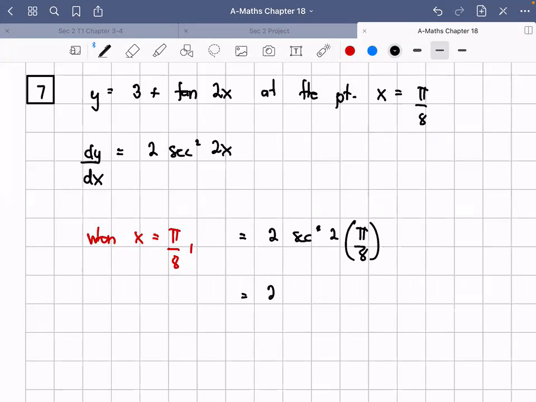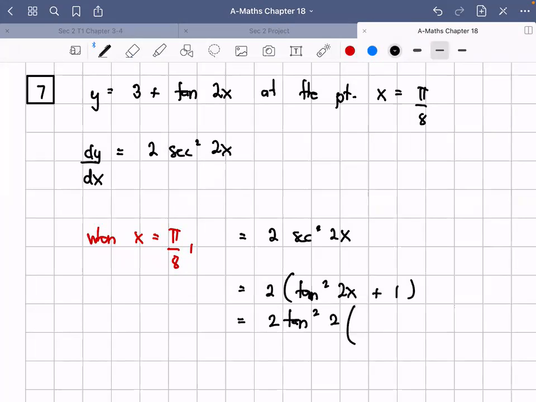So we can factor out that as 2 tangent squared. So instead of 2x, we're going to write 2 times, let me make this x first. So this one is 2 times tangent squared of 2x plus 1. So that gives 2 tangent squared of 2 times pi over 8, plus 2.